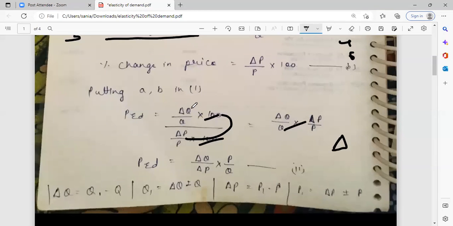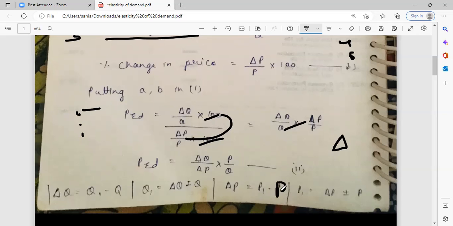Okay, so now the question is, ma'am, how we will find delta Q? Delta Q means change in quantity. This delta means change. So Q1, for example, over there is entry 4, 5, 6 like this. The first one will be your Q, and the second one will be your Q1. Clear? So Q1 minus Q, you will get delta Q. And similarly for delta P, P1 minus P.